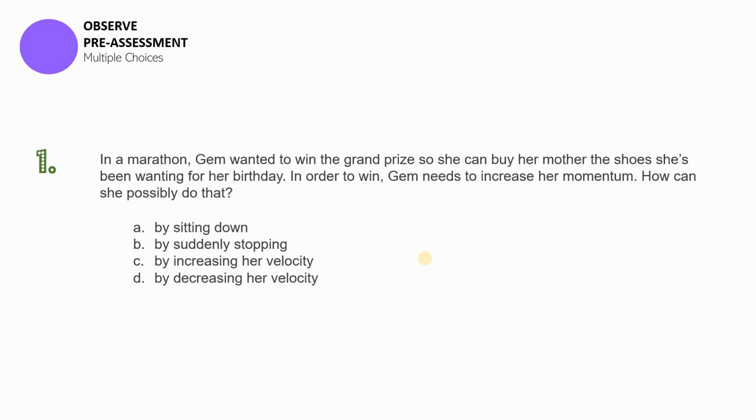A. By sitting down. B. By suddenly stopping. C. By increasing her velocity? Or is it D. By decreasing her velocity? Pause this video if you need more time. If you're done, let us proceed with the second item.